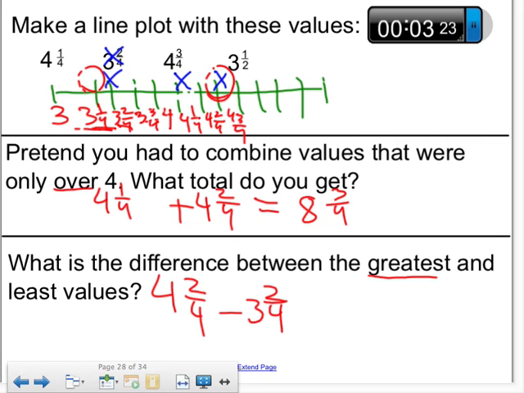Now, subtraction is in baby mode again. Oh, this one might be a tiny bit tricky, but not really. Who wants to help me with this? Kelly, what's 4 minus 3? 1. What's 2/4 minus 2/4? 0/4. You don't even need to write that. The answer can just be 1 whole. This is almost exactly the same kind of problems you'll see in your homework tonight.